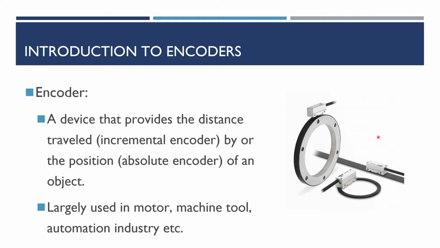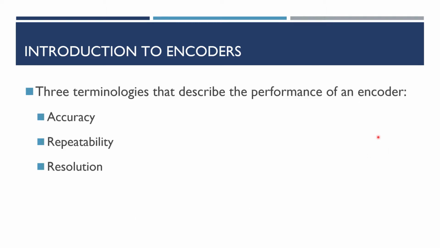Because it can provide position information, it can be used in position control or velocity control, which are largely used in industrial applications, such as motors and machine tools, or it can be used as a digital readout on a manual machine. In terms of the performance of an encoder, there are three terms that describe it: accuracy, repeatability, and resolution.